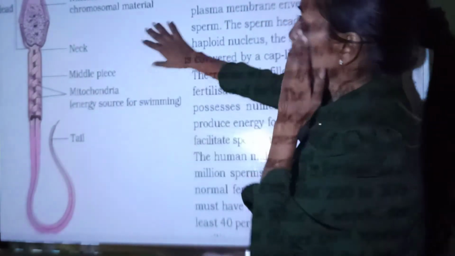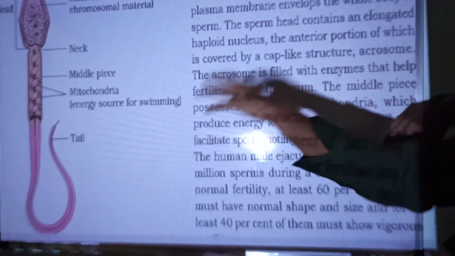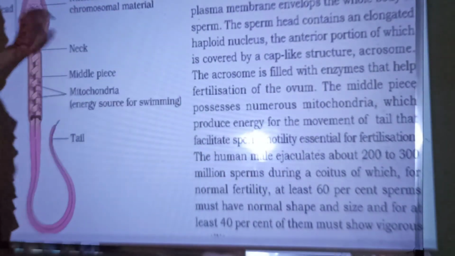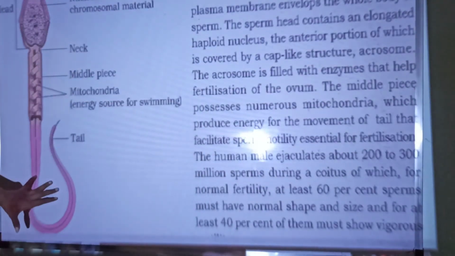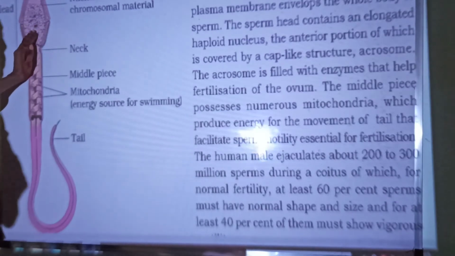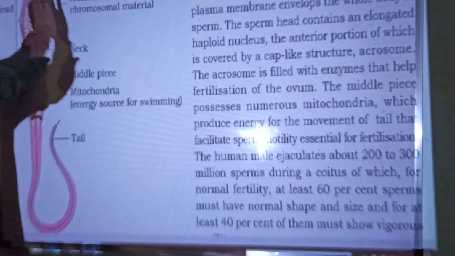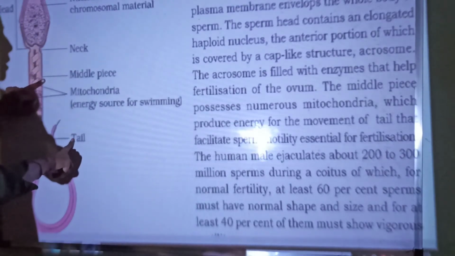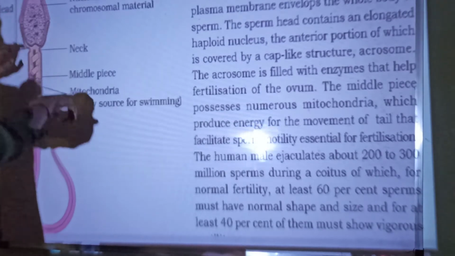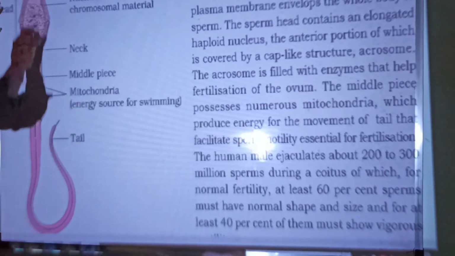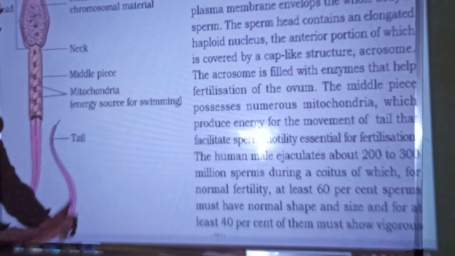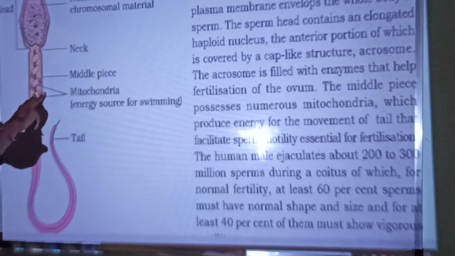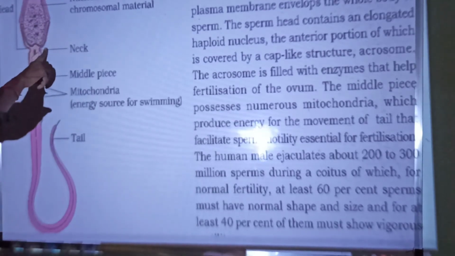Okay, so as you can see here in the picture, it's a very microscopic structure which you can divide into the head part, the neck, the middle piece, and the tail, right? Now there is a plasma membrane that will envelop the entire body of the sperm. As such, it is a single cell, right? So a plasma membrane will envelop the whole body of the sperm.